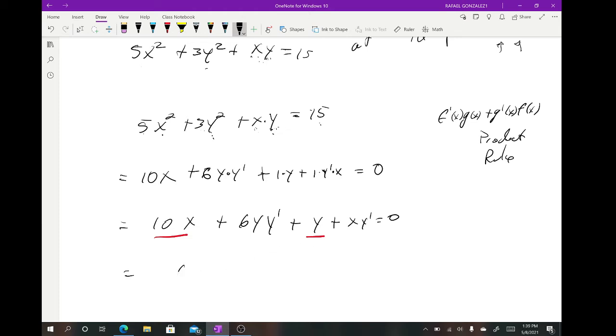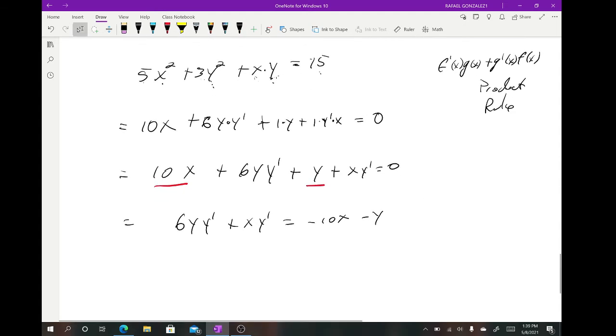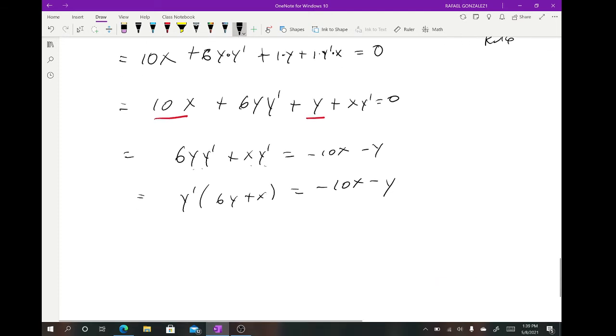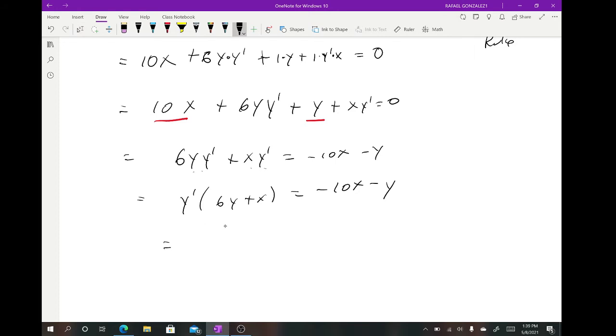So on the left side I'll be left with 6y times y prime plus x times y prime is equal to negative 10x minus y, when you move the 10x and the y to the right side. Then I'm going to factor the y prime on the left side because it's common to both terms. So I'll be left with y prime times (6y plus x) is equal to negative 10x minus y. And then I'll solve for y prime by dividing both sides by 6y plus x.